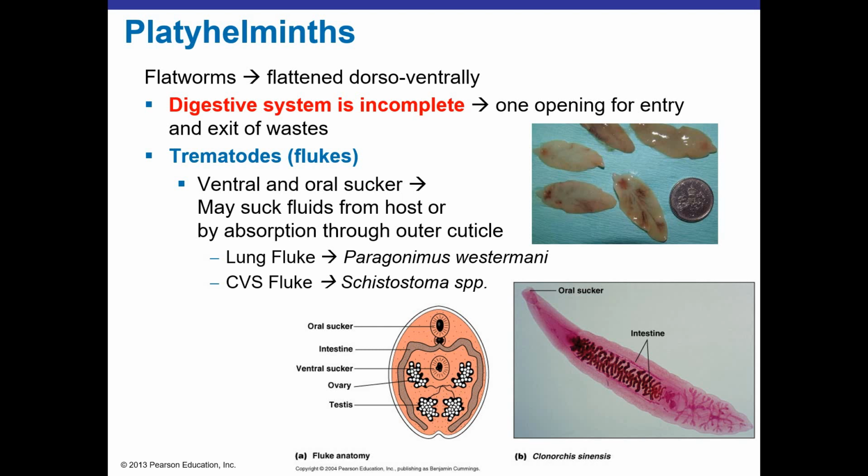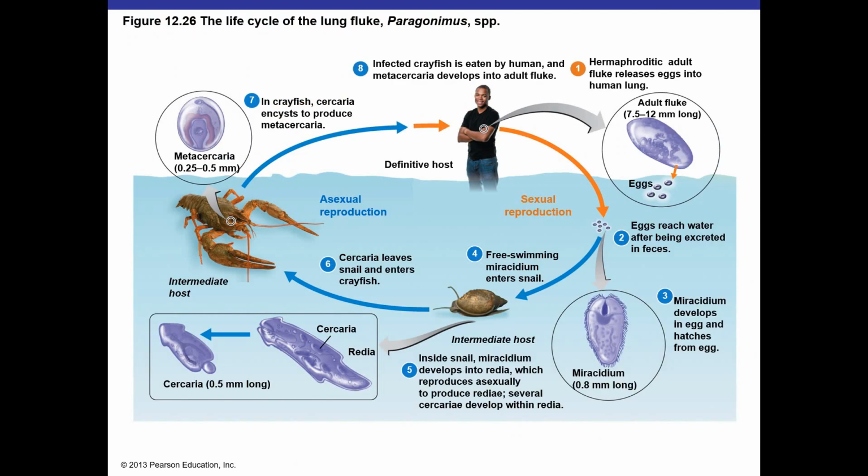the cardiovascular fluke, the schistosoma. When we talk about the Paragonimus westermani, we see an example of something where the parasite has multiple hosts. This hermaphrodite, the adult fluke, releases eggs into the human lung. We kind of cough them up and swallow them back down, and then the eggs get put out into the water, oftentimes excreted in the feces.